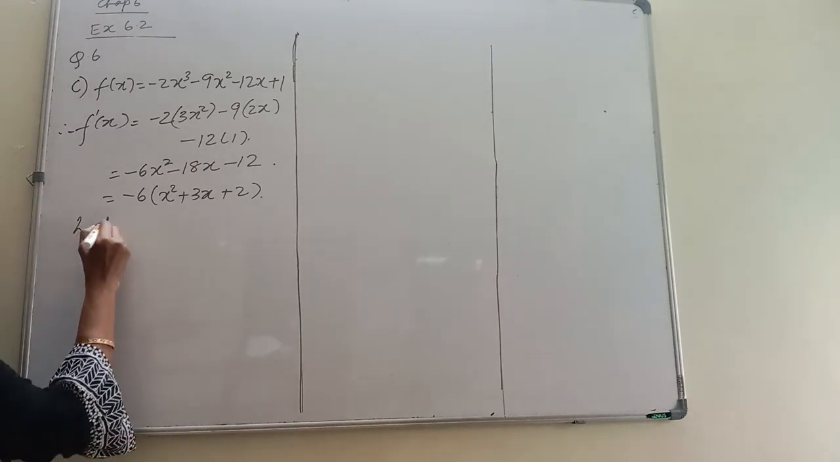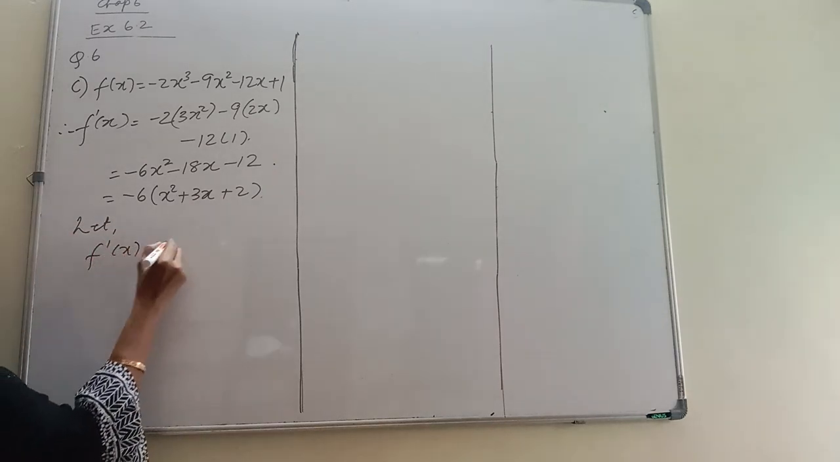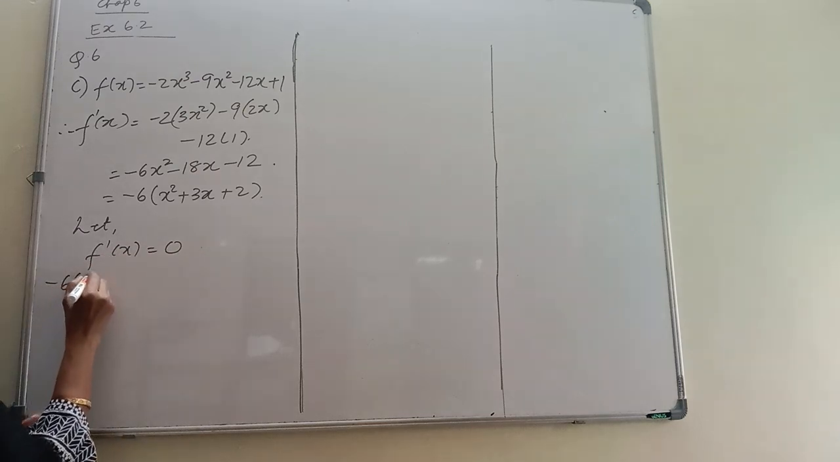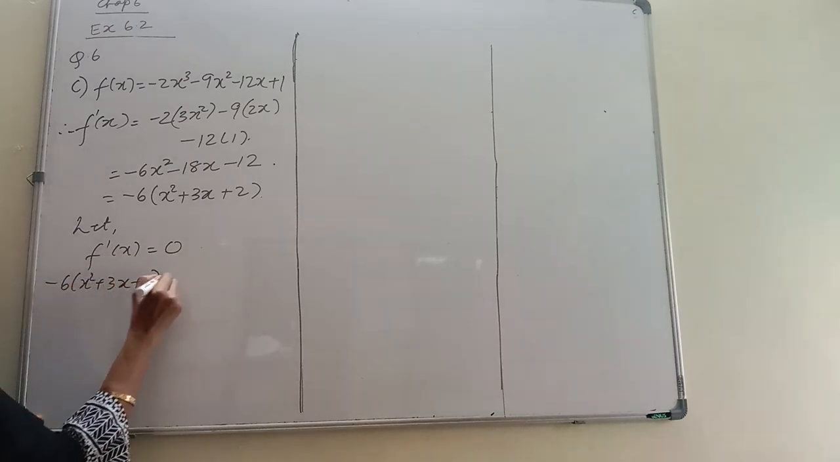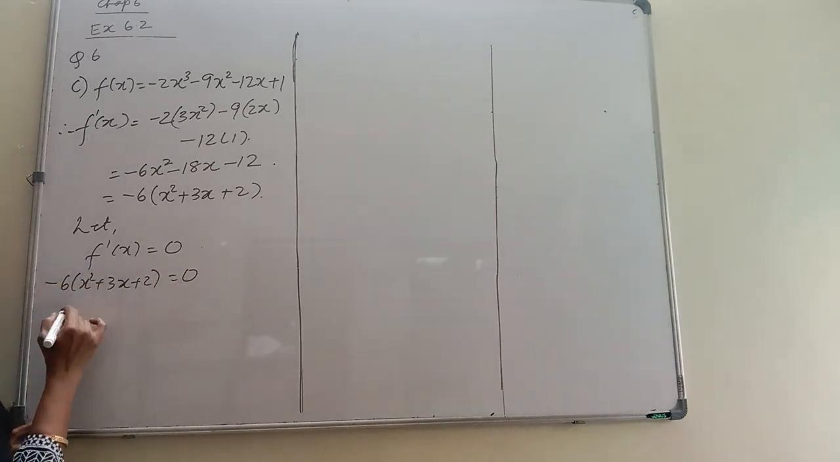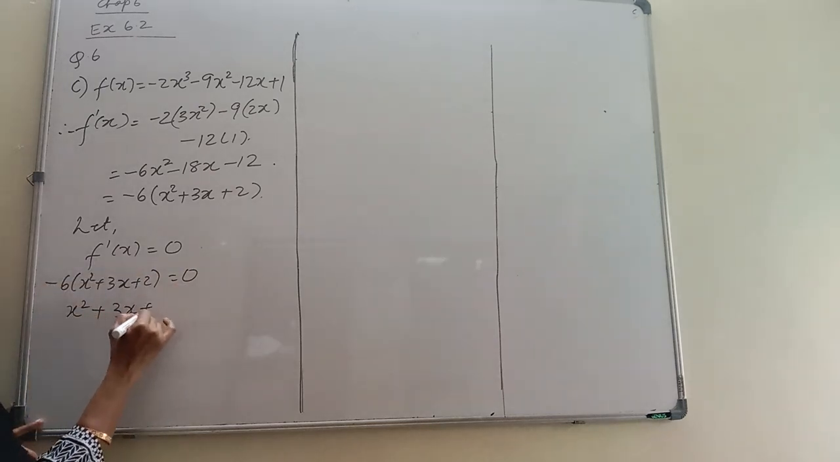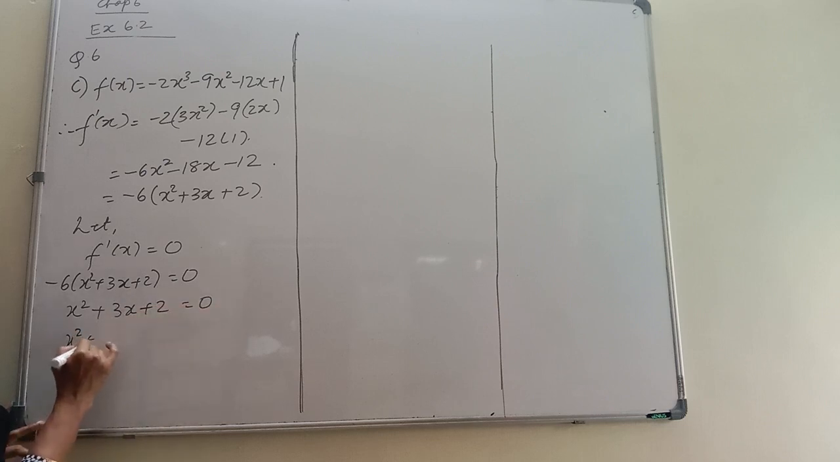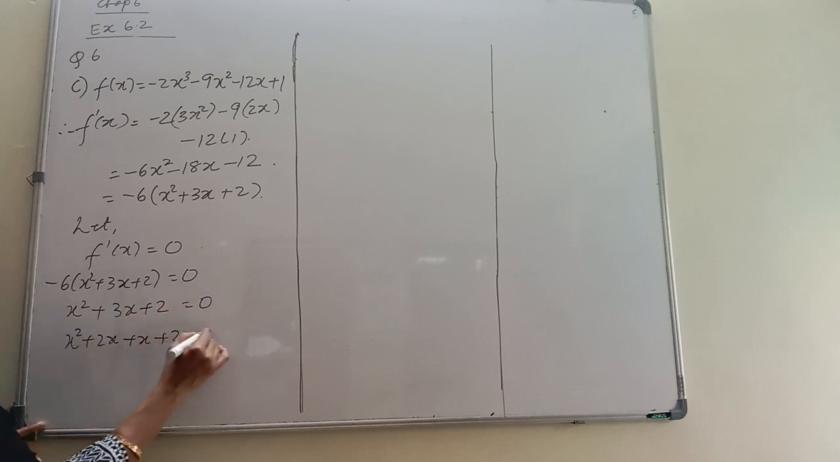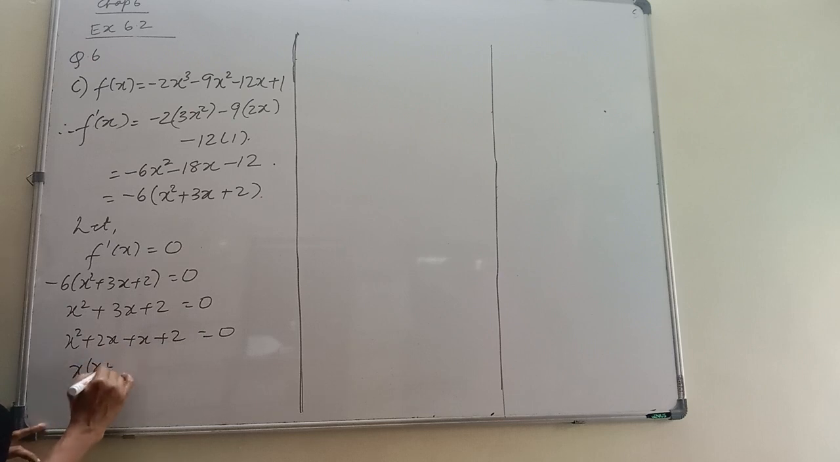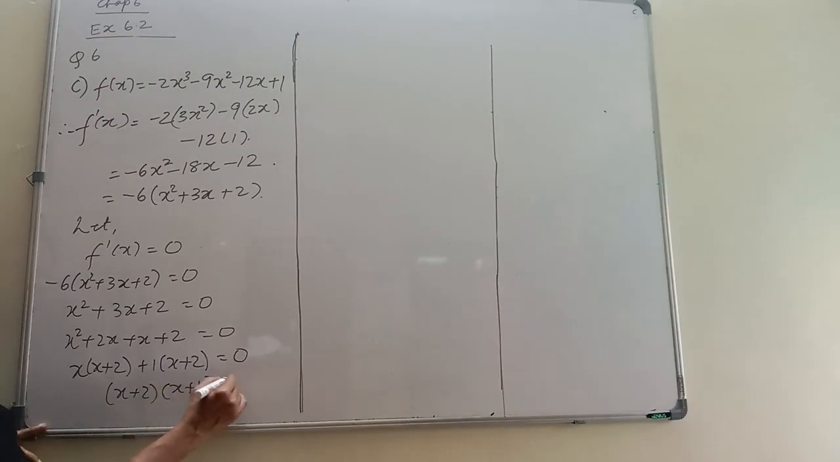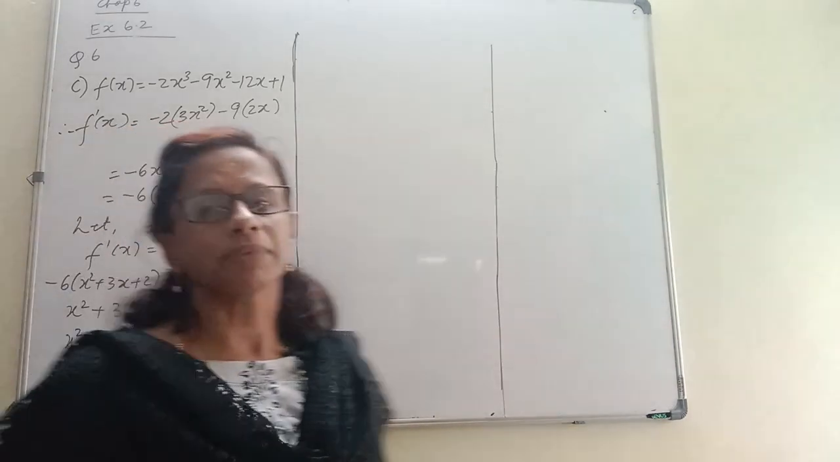Now it is to find the critical point. So for that we are making f dash x 0: minus 6 times x squared plus 3x plus 2. So minus 6 can go on the other side, x squared plus 3x plus 2. That's as good as writing x squared plus 2x plus x plus 2, which is x times x plus 2, 1 times x plus 2, which is x plus 2 into x plus 1, x becoming minus 1 and minus 2. So that makes our work really easy, isn't it? X is minus 1 and minus 2.